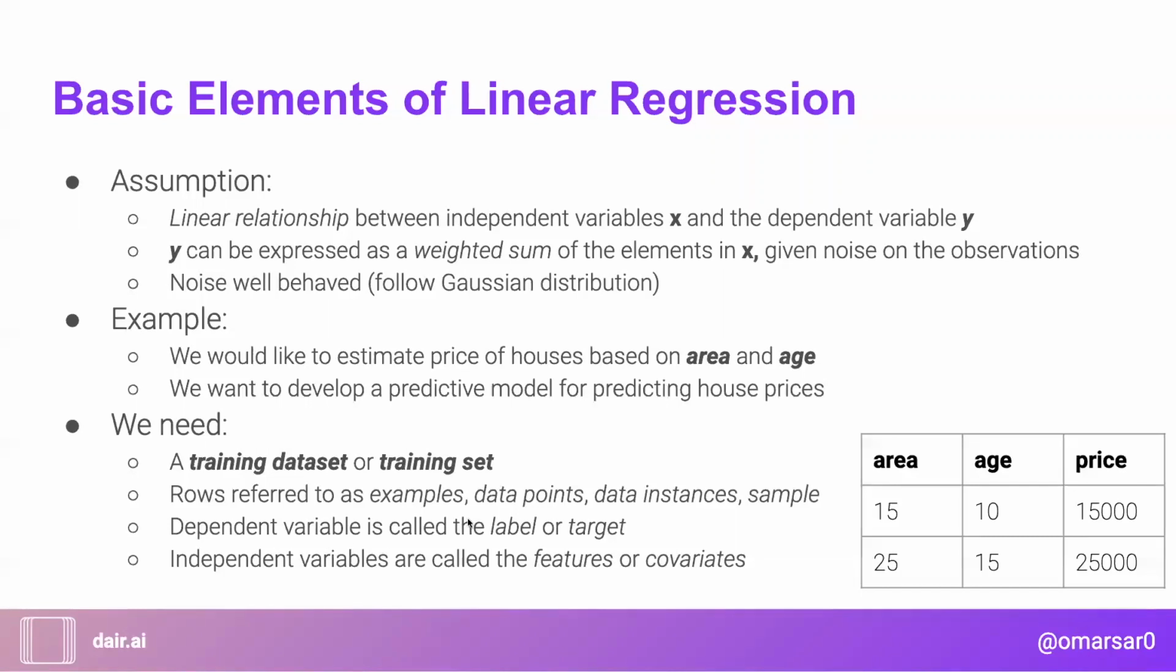The dependent variable is called the label or target, right? That's what you're targeting. This is why you want to build a predictive model: to do some inferencing and predict the label or target. Independent variables, as we said, are called features, and covariates in some cases as well. If you come from statistics, you may know what a covariate is, but if you're just beginning to learn machine learning, most of the time you will hear people refer to them as features.